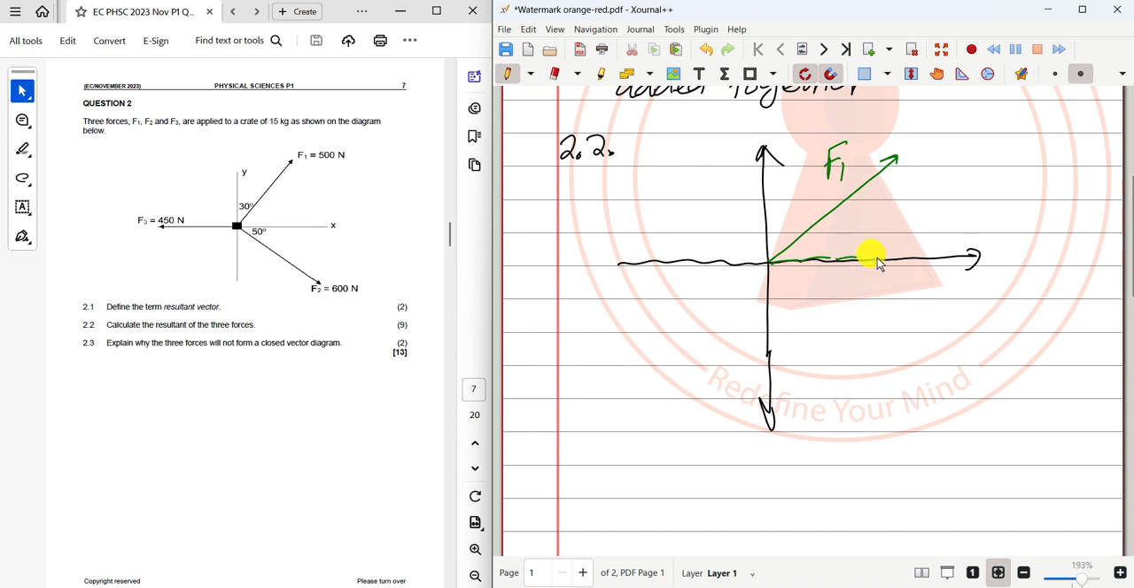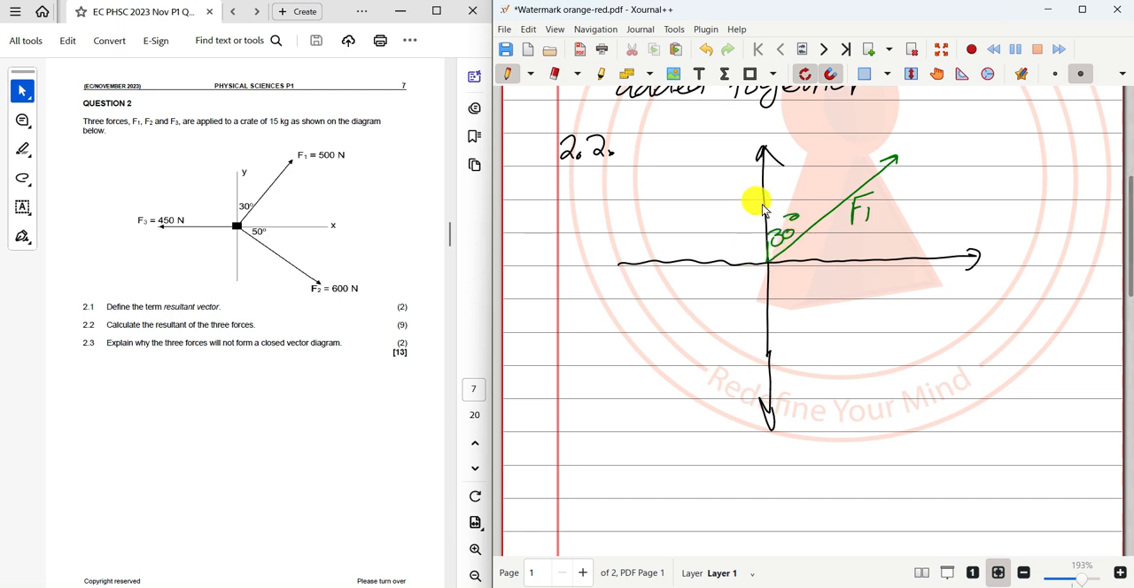I want you to see something. This will be F1x. Oh, hold on. It is not that, because the angle is not there. Let me write this F1 here. So the angle here is 30 degrees.